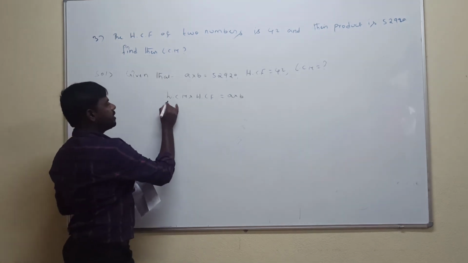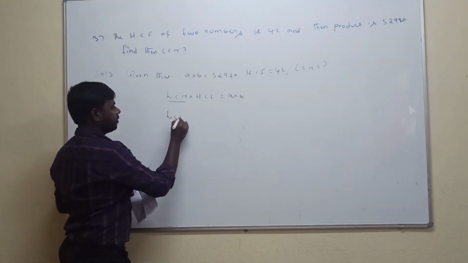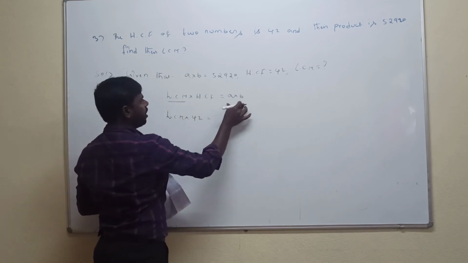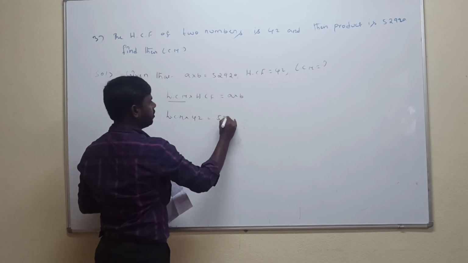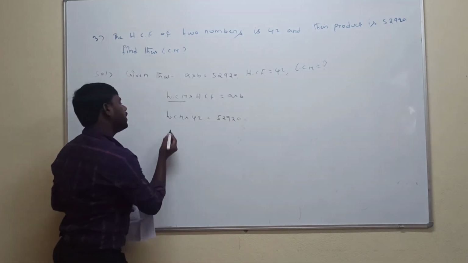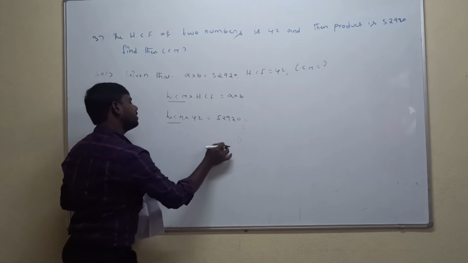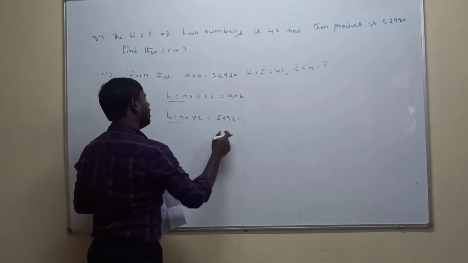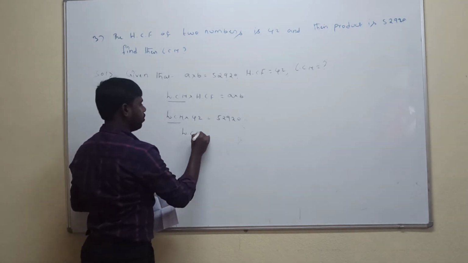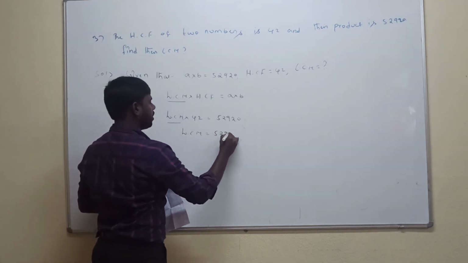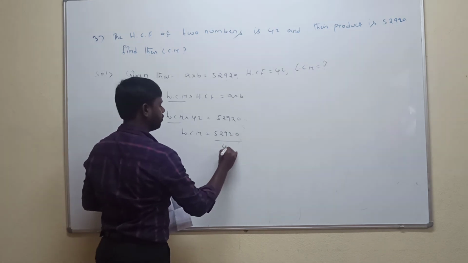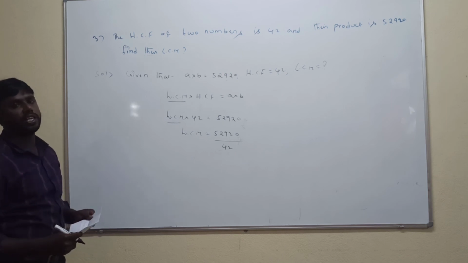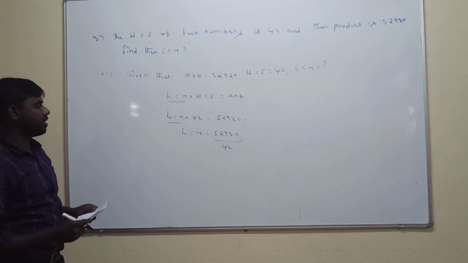To calculate the LCM, write the formula as it is. The HCF value is given as 42, and the product of two numbers is 52,920. Only to calculate the LCM, the 42 goes to the right side, into the denominator. So the LCM is equal to 52,920 by 42. Cancel it and see what value you get.